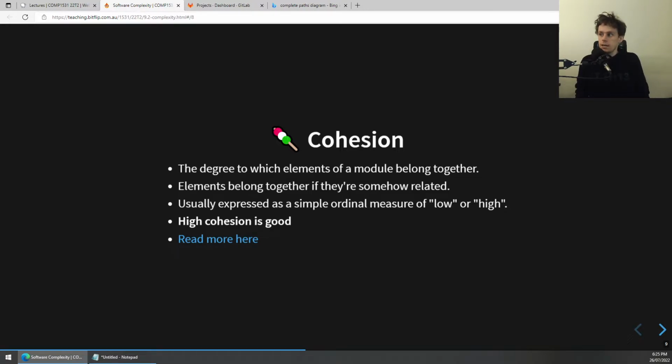So think of it like this: with coupling, you want little coupling, because things that aren't related to each other should be separated as much as possible. And cohesion is saying that things that are related to each other should be connected as much as possible. So that's the two differences there.